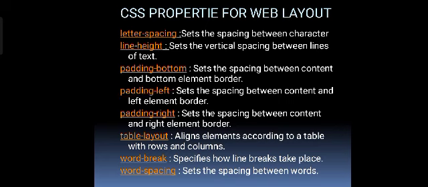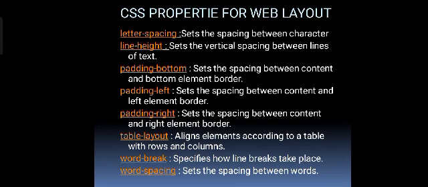Some more properties are letter spacing, which is used to create spaces between letters. We can also see word spacing, which is used to create spacing between words. Line height, if you want to set the vertical spacing between lines. Padding bottom, which sets the spacing between content and the bottom element.